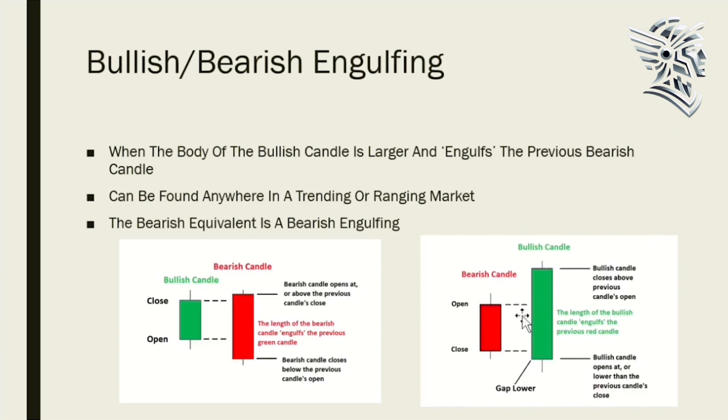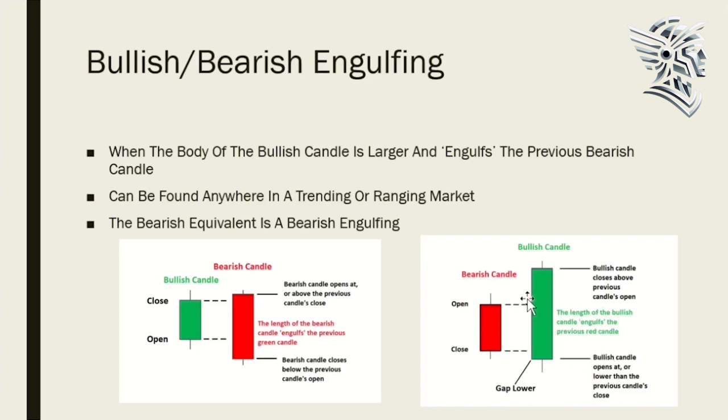What it shows is that this bullish candle cancels out this bearish candle completely, because it's opened here and basically swallowed up the whole bearish candle, and it's made this candle seem obsolete effectively. No matter how strong this candle is, this one is even stronger. And that's what it's showing. So you see, it opens at or lower than the previous candle's close here. The length of the bullish candle engulfs the previous red candle.